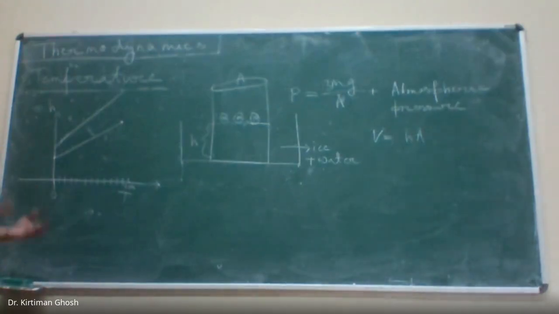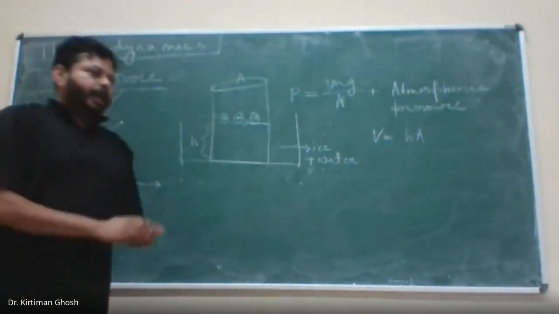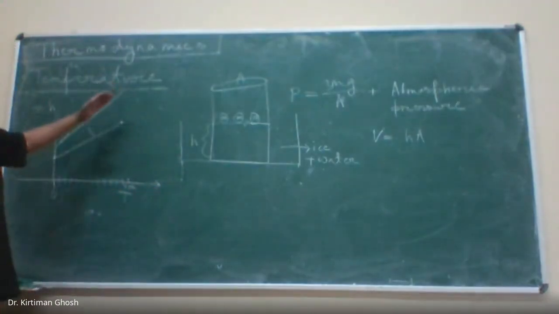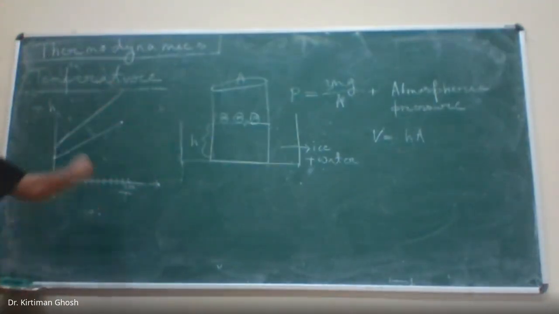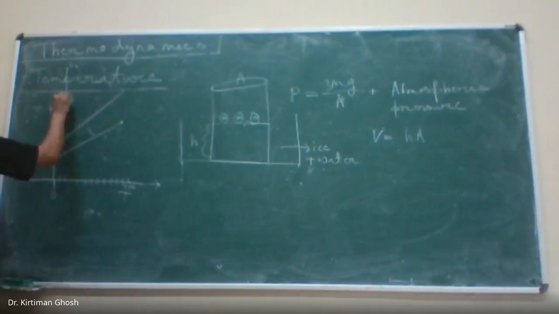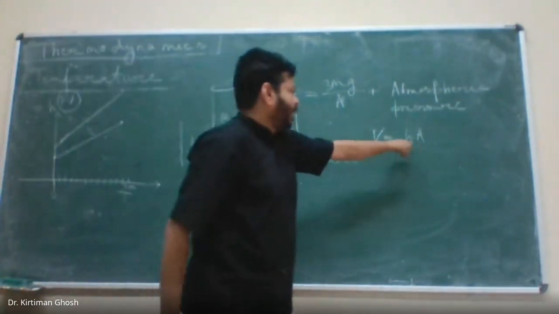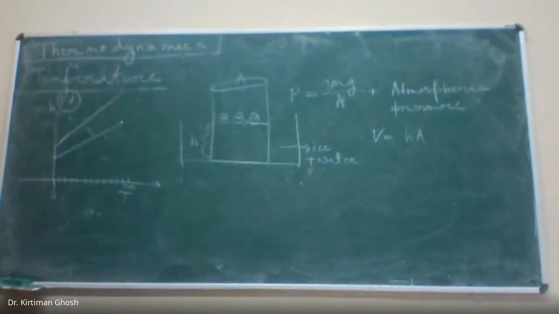If you take any gas of any amount, you will find this linear behavior of temperature with height in this setup. Actually, this is pressure times volume. Since I have fixed my pressure in this particular apparatus, and my volume is H times A where A is fixed, I have only one variable, H. You will find this linear behavior.